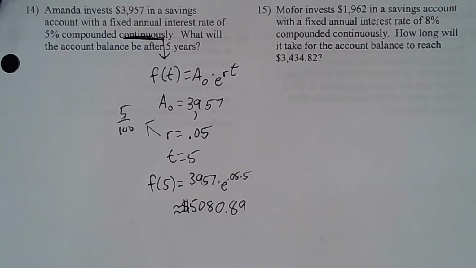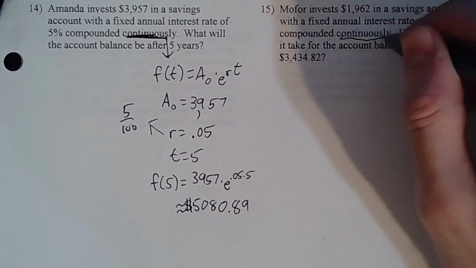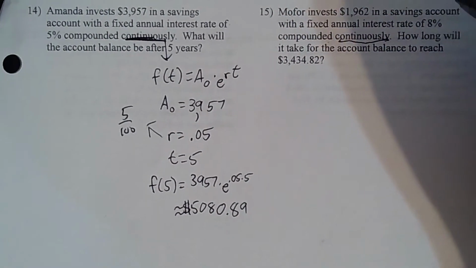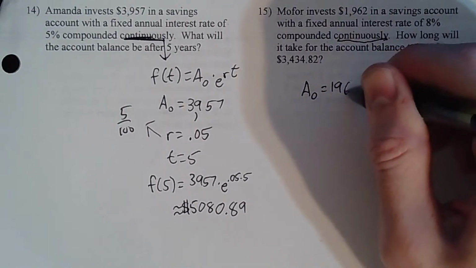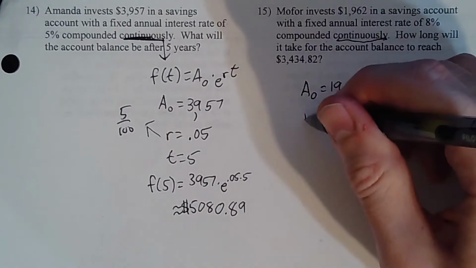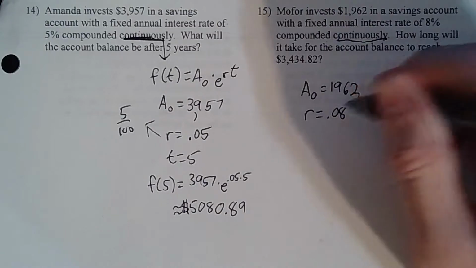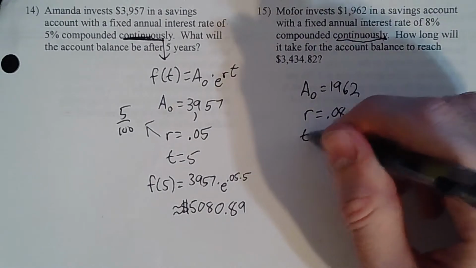Let's do number 15 now. So Mofor invests 1,962 into a savings account with a fixed annual interest rate of 8%. So same exact idea because it says compounded continuously. And when it says continuously, that means our initial value here is going to be 1,962. Our rate in this problem is going to be 0.08 because that's 8 divided by 100, moving the decimal over twice. But we don't know how long, so we don't know what t is in this problem.